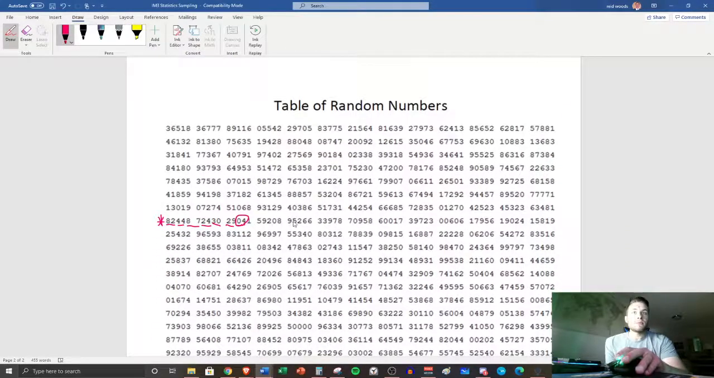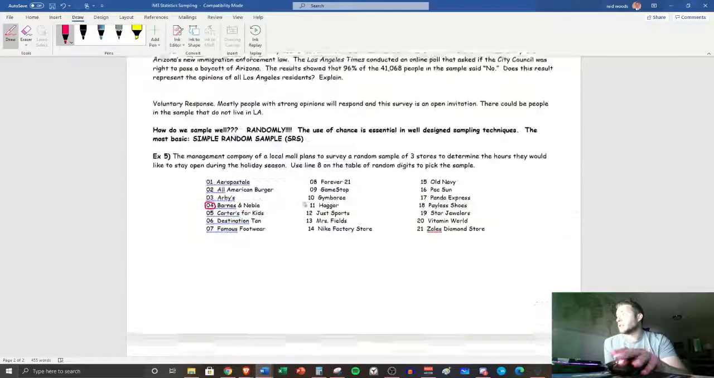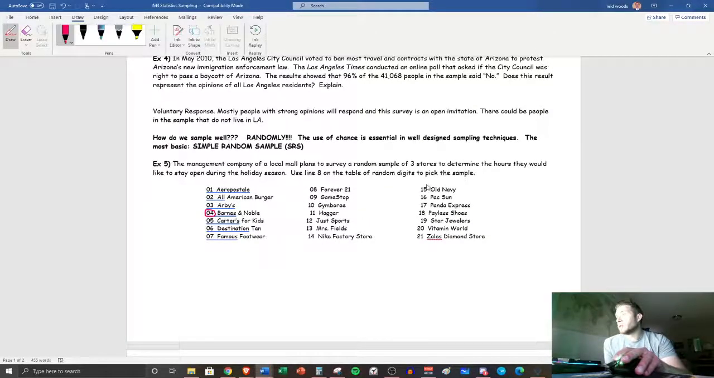Next, we skip the line here, 15. That is also a value. Let me correct that. 15. So 15, that is Old Navy.